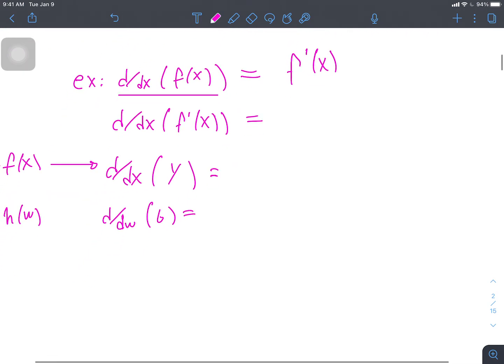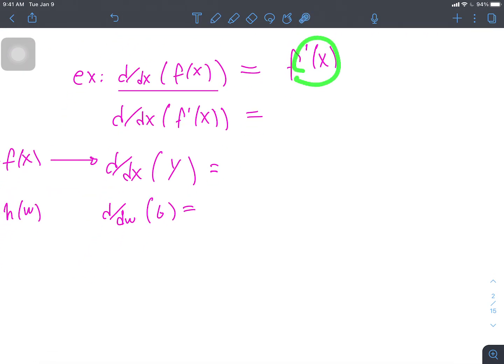Okay, and then let's say we plug f prime of x into the derivative operator. What should that give us? Yeah, just f double prime, right? It should give us the derivative of whatever function we plug into the operator.